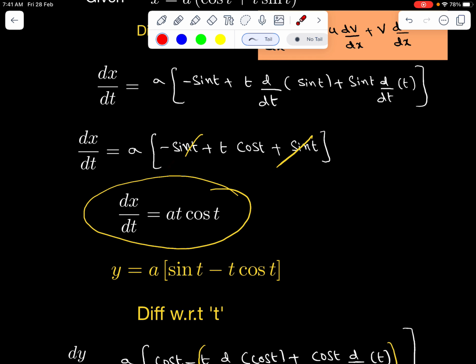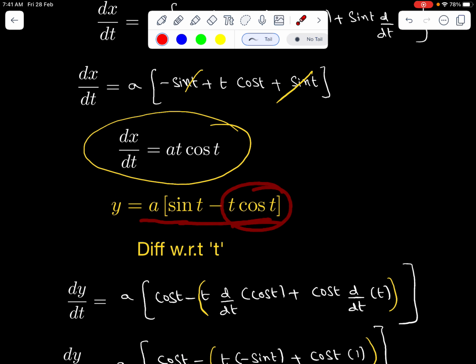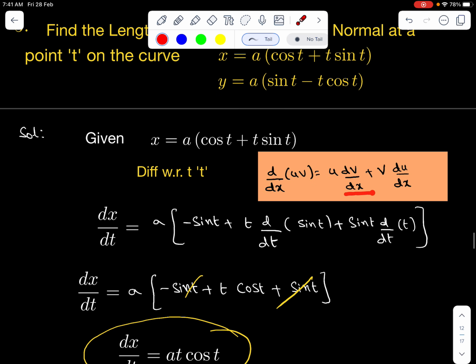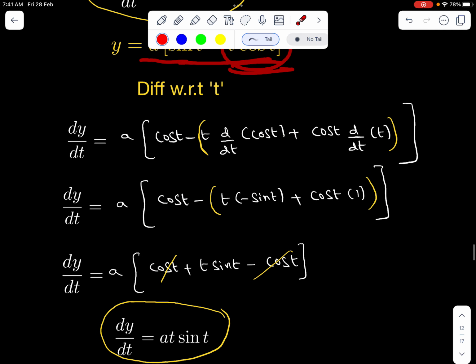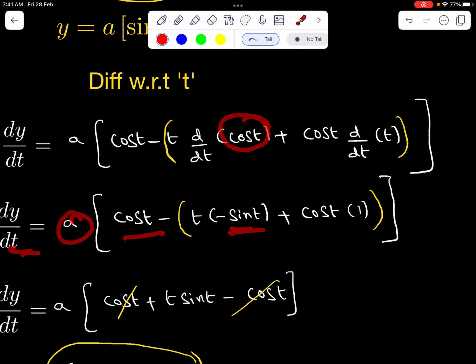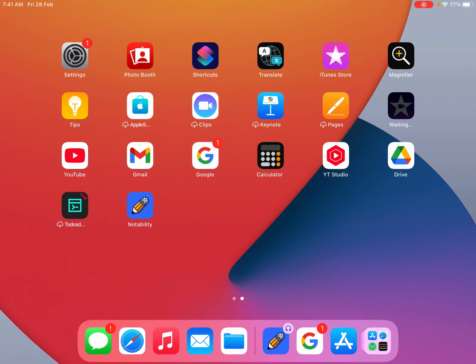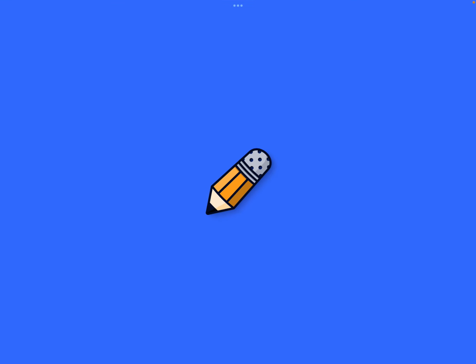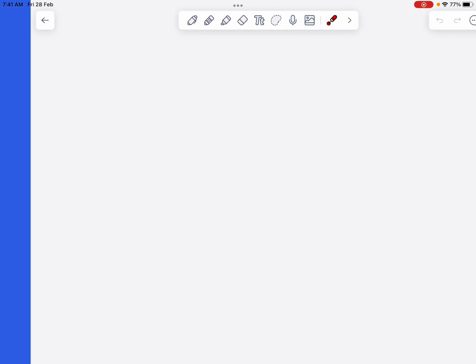Now take y is equal to a into (sin t minus t cos t). It is also in uv form, u into dv by dx plus v into du by dx. Then dy by dt is equal to a into [cos t minus t into d by dt of cos t, plus cos t into d by dt of t]. Therefore, dy by dt is equal to a into [cos t, the derivative of cos t is minus sin t, plus cos t, the derivative of t equal to 1]. Therefore, cos t cancels.